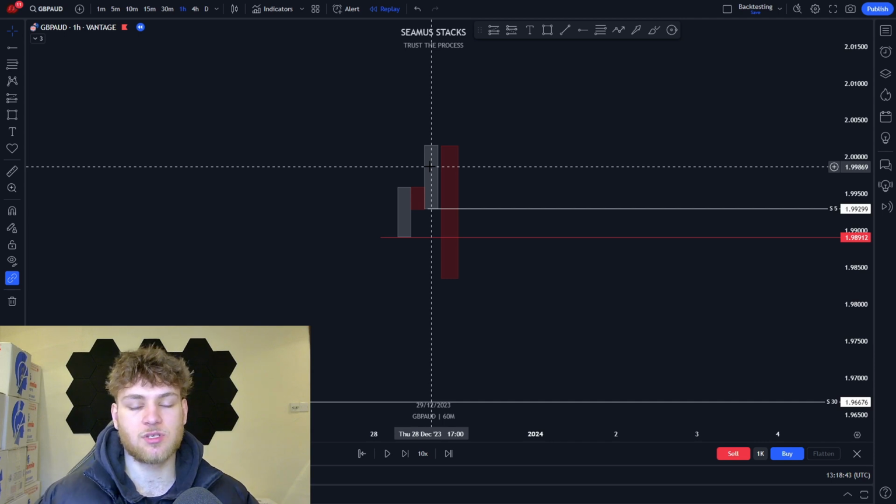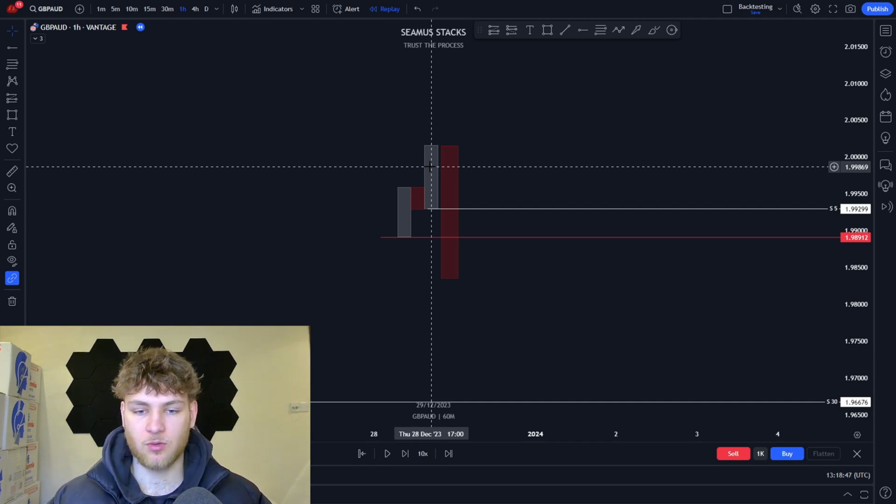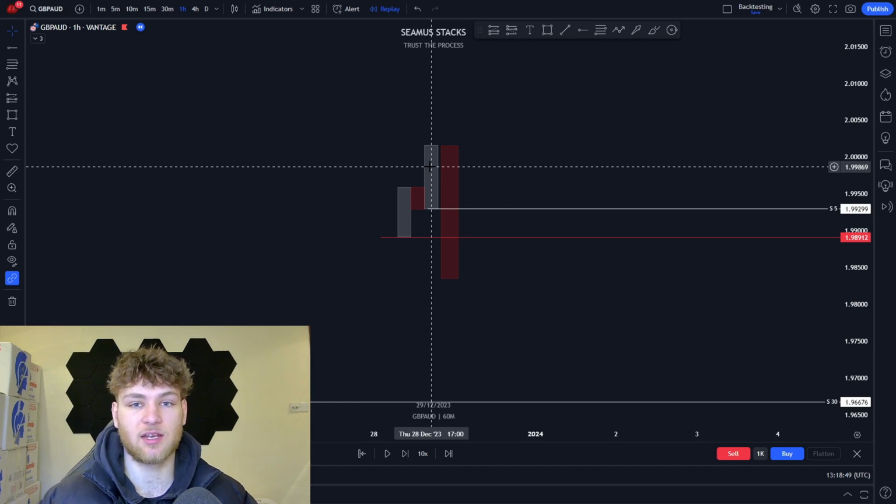So that is something that you will see a lot. You'll see a very, very large wick, an abnormally large wick, which firstly is good because it's indicating selling power in a supply zone candle scenario.